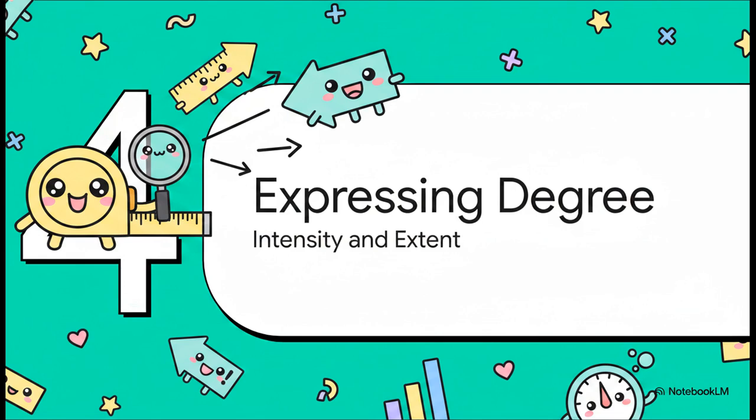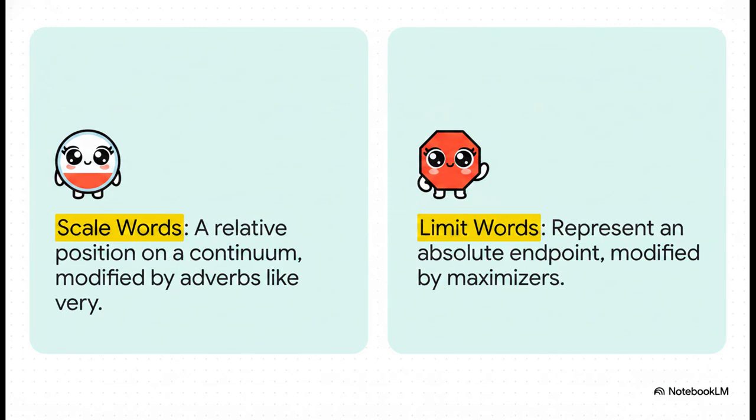Let's pivot a little bit and focus on section 4, expressing degree and extent. It is completely vital to understand the linguistic distinction between moving along a relative scale versus hitting an absolute limit. English divides gradable adjectives into scale words and limit words. Scale words exist on a continuum. Think of words like hot or interesting. Because they're on a sliding scale, we can modify them with words like very or fairly.